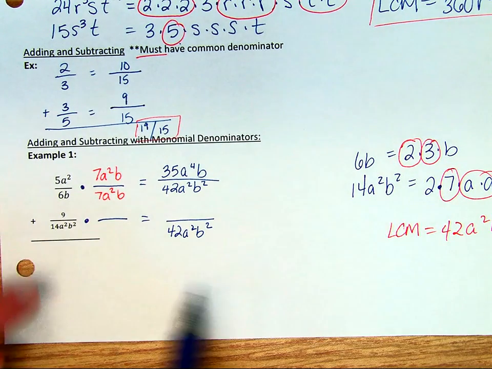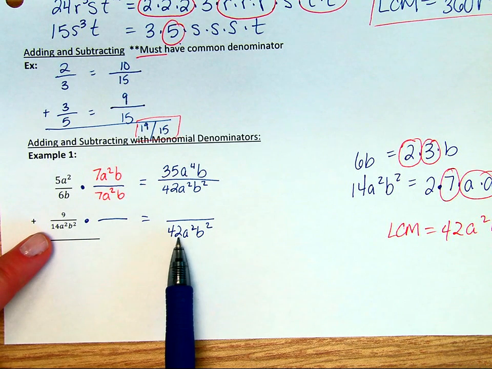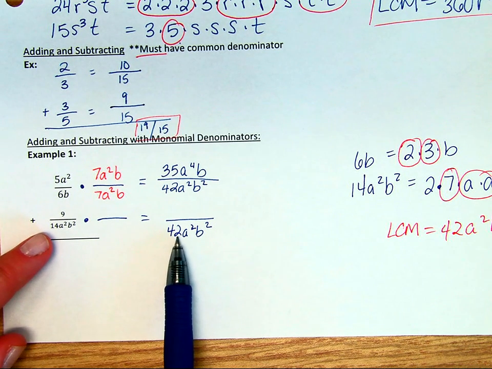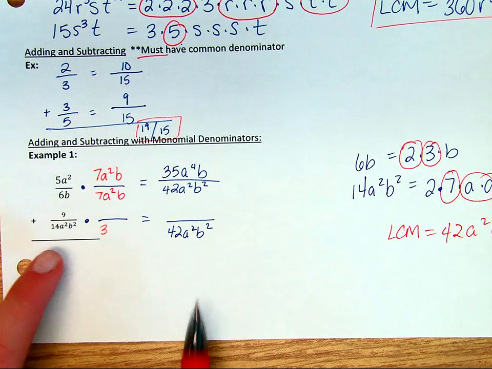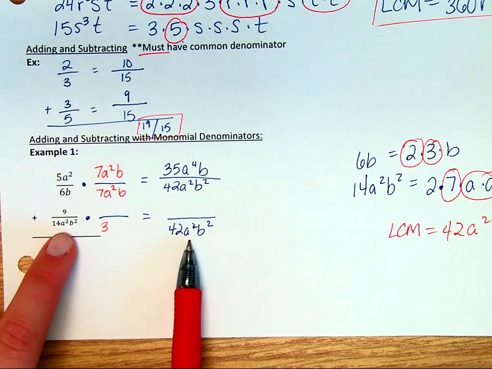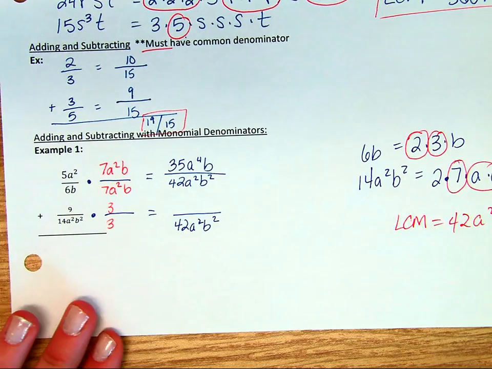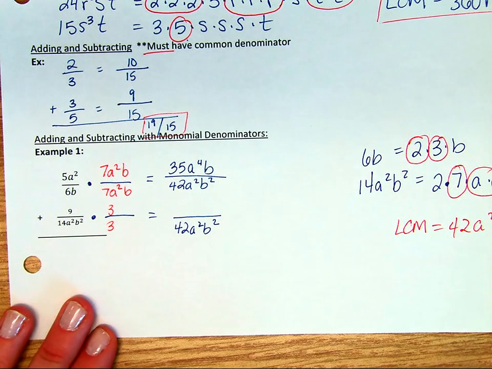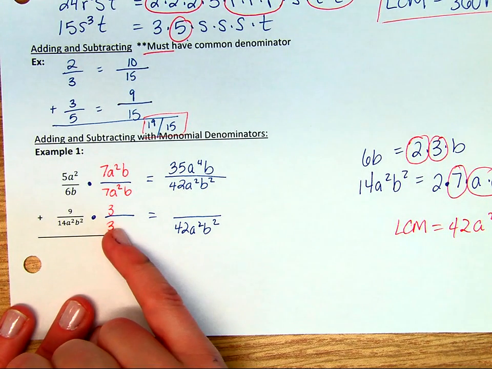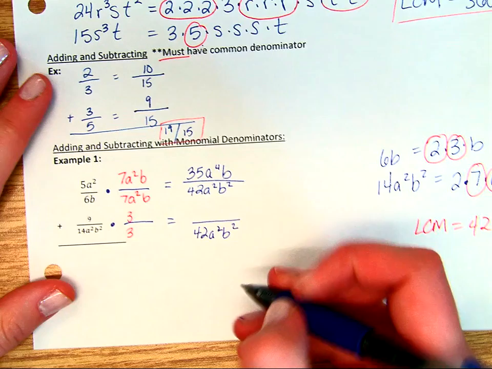Now I look at my second one. How did I get from 14 to 42? Well, 14 times 3 is 42. That must go here. And then let's look at my variables. A squared, b squared. A squared, b squared. Okay, I'm good with that. I don't need to multiply by any variables. So it's got to be the same on the top and the bottom. So it has to be 3 over 3 that I'm multiplying by, which is a form of 1. Since I multiplied by 3 on the bottom, let's do the same to the top. 9 times 3 is 27.